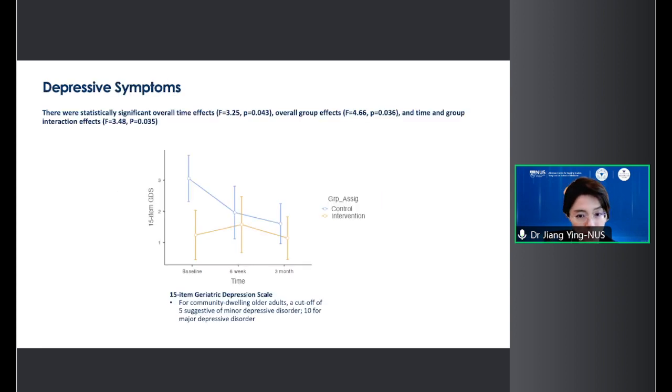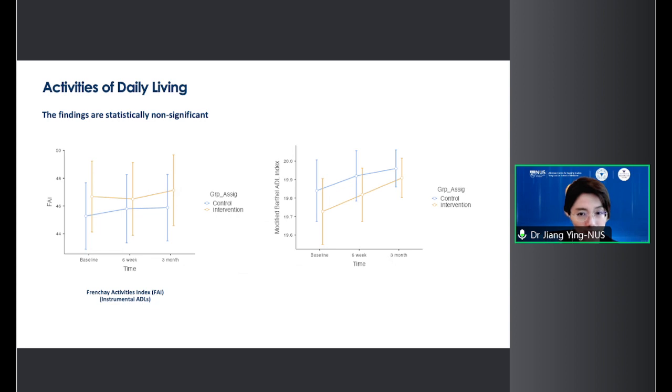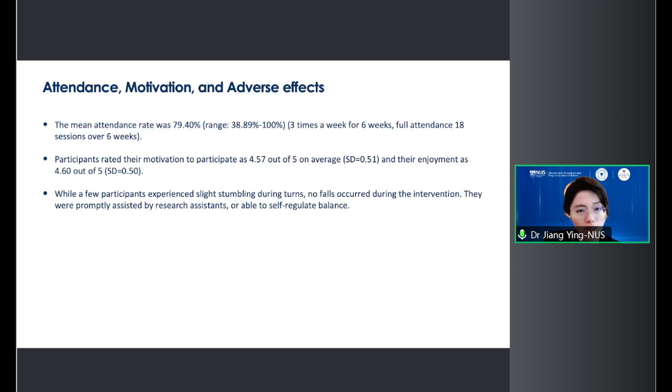This one is the symptom for depression. While there is an effect, I would say this is by chance, because at baseline there was already some significant difference among the 2 groups. So the subsequent effects may not be due to the intervention. Also, there is no significant difference between the 2 groups. And this one is similar, for the activities of daily living. Then we also look at attendance, motivation and adverse effects.